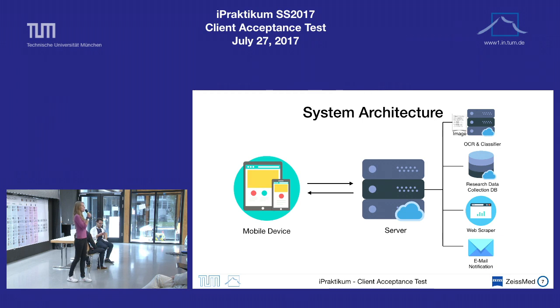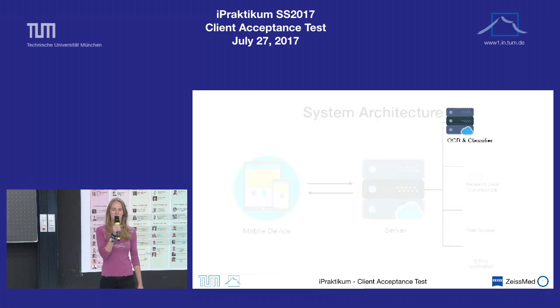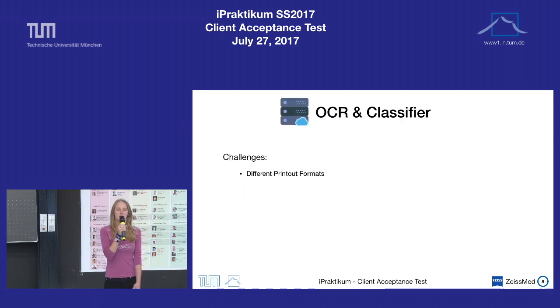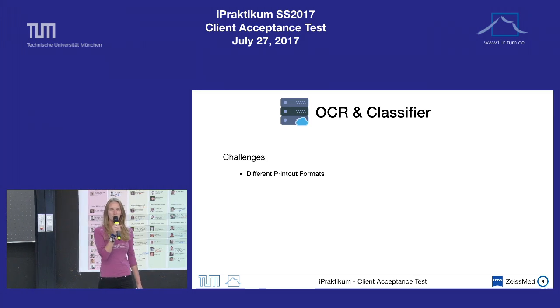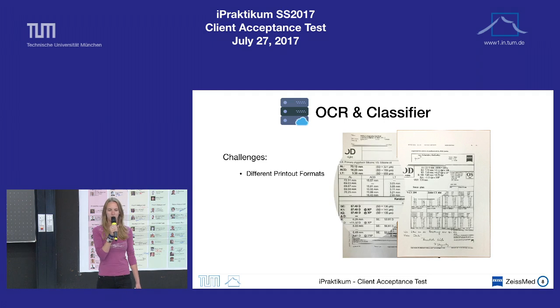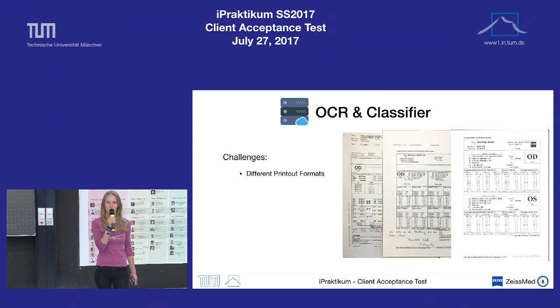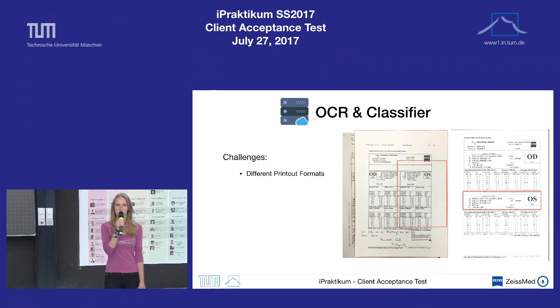Our server consists of 4 major parts: OCR Classifier, research database, web scraper, and email notification. Let's take a look at the OCR first. Here we had 2 challenges. First, we had different printout formats. So let's take a look at these two and zoom in. You will see that the values corresponding to different labels look completely different. Second, the position of the data is very different in printouts. This is why it was challenging to make an app that will automatically recognize all different printouts and adjust to new ones in the future.